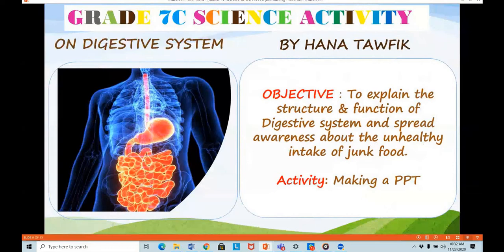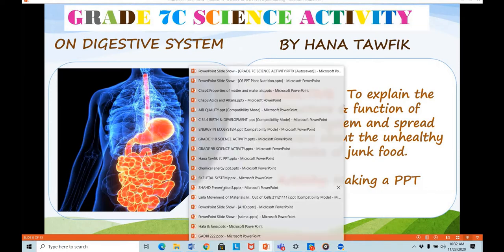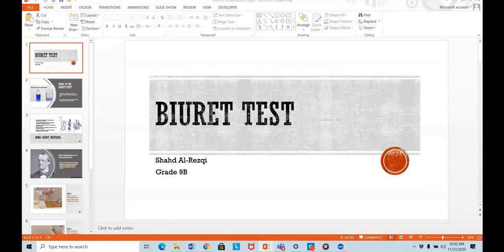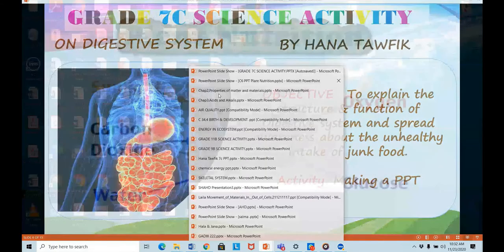Okay, so let's start our activity today. The first to present is Hana Tawfiq. She's going to present a science activity on the digestive system. The objective is to explain the structure and function of the digestive system and spread awareness about the unhealthy intake of junk food. The activity is to make a presentation. So I'm going to present the presentation made by Hana Tawfiq now.